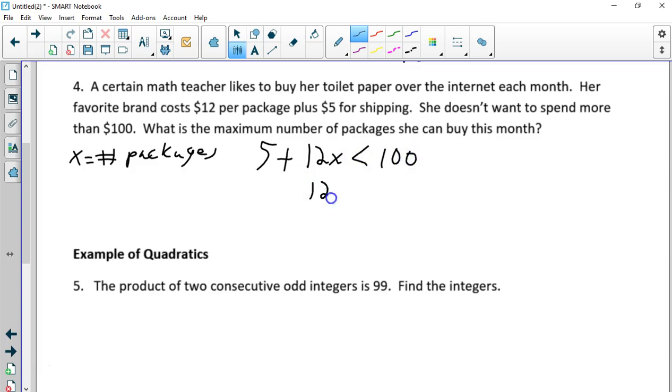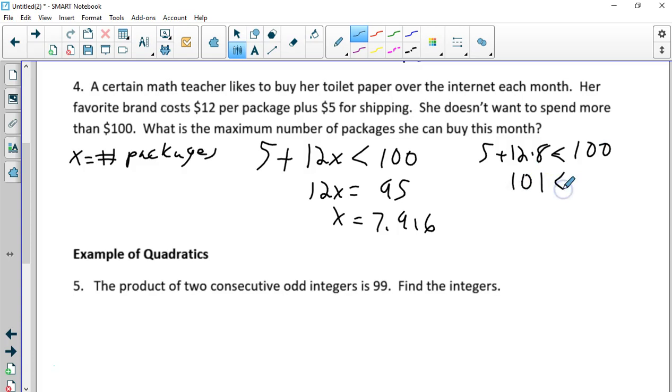So we subtract $5, and we get 12x equals 95. So we divide by 12 and get x equals 7.916. Now, this is one of those real-world problems. Normally in math, we would say round up to 8. So let's test that. $5 plus 12 times 8, less than 100. Well, 12 times 8 is 96, plus 5 is 101. Is that less than 100? No. So unfortunately, unless she wants to bump up her budget, she can't buy 8. We have to actually round down, so we don't have enough money for 8 packages. So she's going to buy 7 packages.